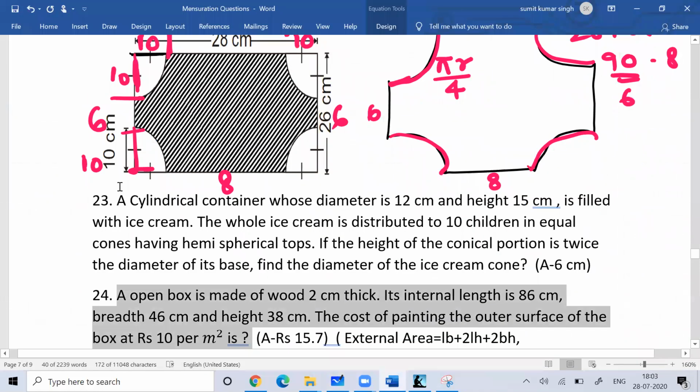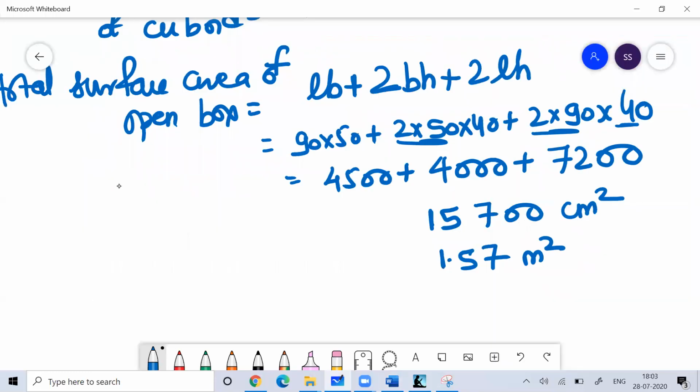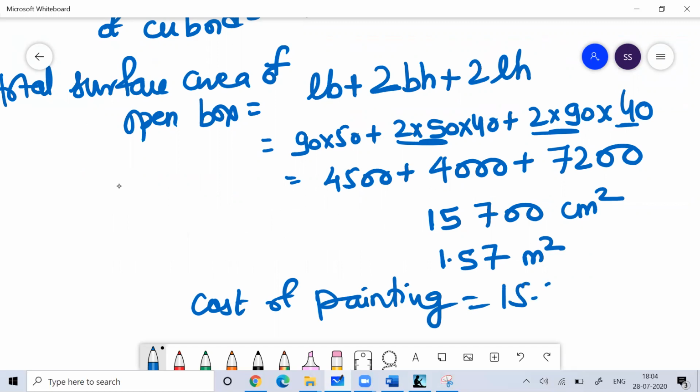Now they're asking you the cost of painting the outer surface of the box at 10 rupees per meter square. So the cost of painting: 1 meter square is 10 rupees, so 1.57 meters square is 15.7 rupees.